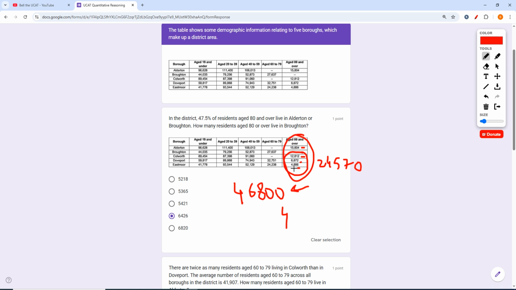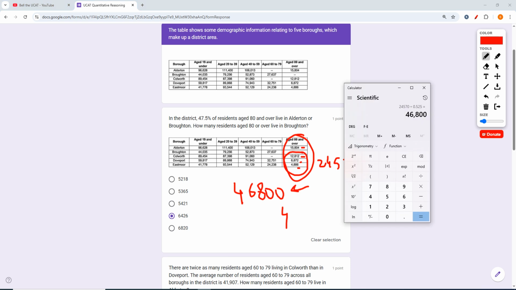Chip away 4,886. I'll start doing it. Chip away 6,872. Chip away 12812. Chip away 14804, leaving you with 6426. Don't have the time to minus all these big numbers. What did I do? I started taking away last digit. 6 plus 2, 8, plus 2, 10, 0, 0 plus 4, 4, 0 take away 4, 6. Anything last digit 6, bang, that's my answer.